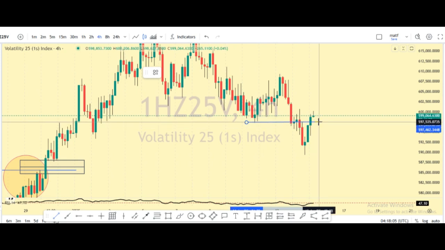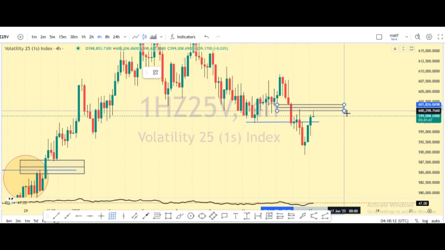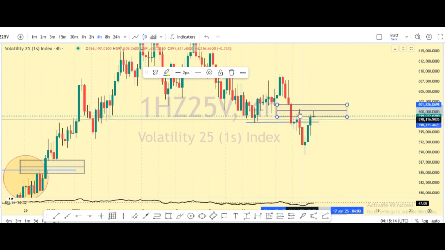This is it, a break of structure here. All right, now let's extend a fair value gap out of this candle that caused the break of structure and see what I'm trying to explain. Now see, we have rejection, multiple rejection. Now see what is happening now. It's rejecting as well. It's rejecting.